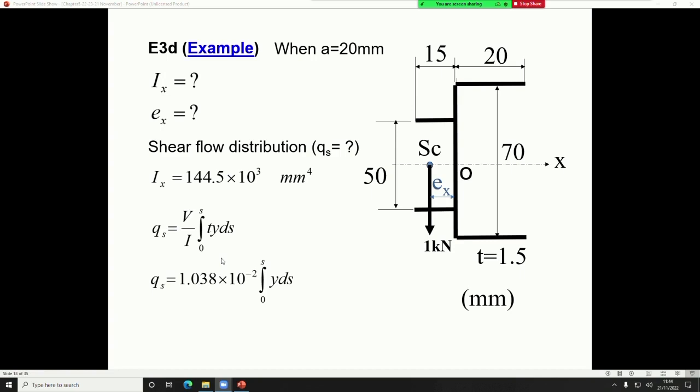One of the students asked me, shall we use I for each of the panels individually? And the answer is no. This integral at the moment I've obtained is for the whole section. But because mathematically we cannot solve it directly, we need to divide the channel section into different panels.